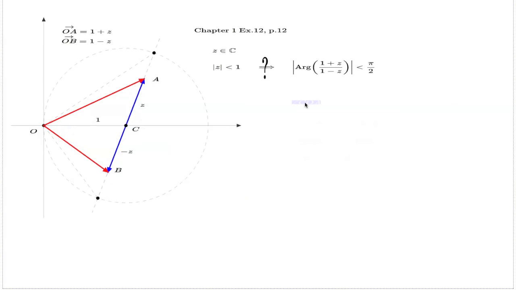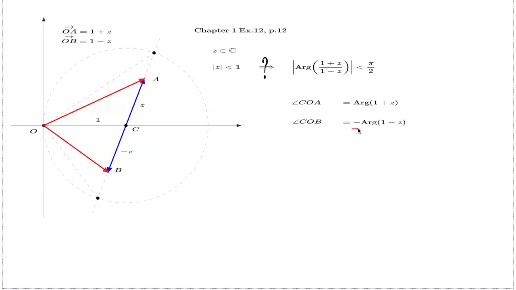Now, if you look at the angles on this diagram, for instance, the angle COA, then this is just an argument. You can express this angle as an argument connected with this complex number. So this is the argument of the number 1 plus z. Similarly, if you look at the angle COB, you can also express this angle as an argument of a complex number. Now the number 1 take z, here we go. It's the negative of the argument of the number 1 take z.